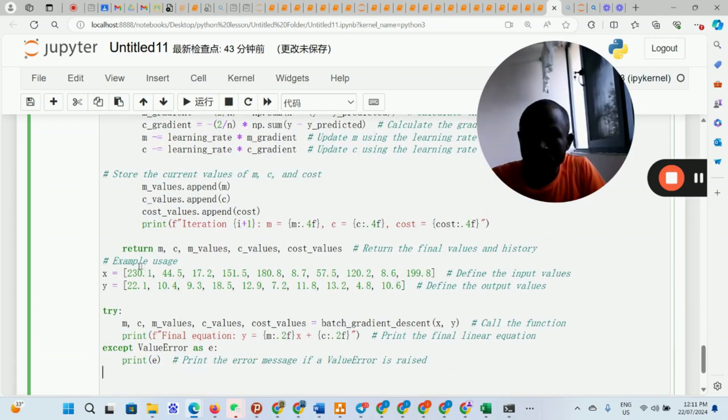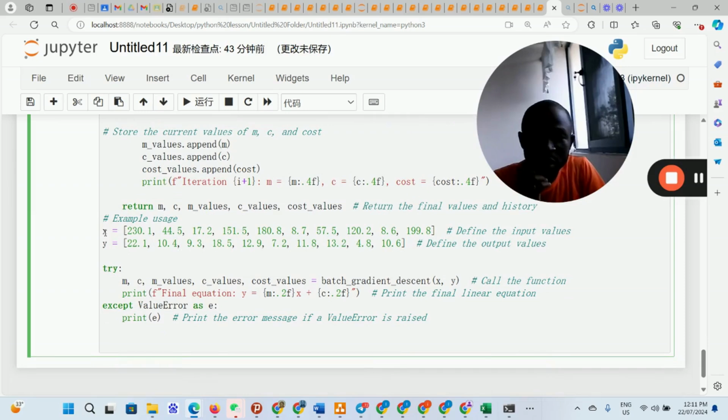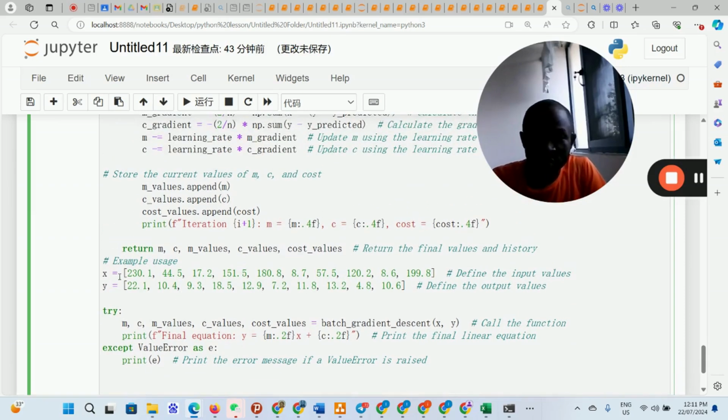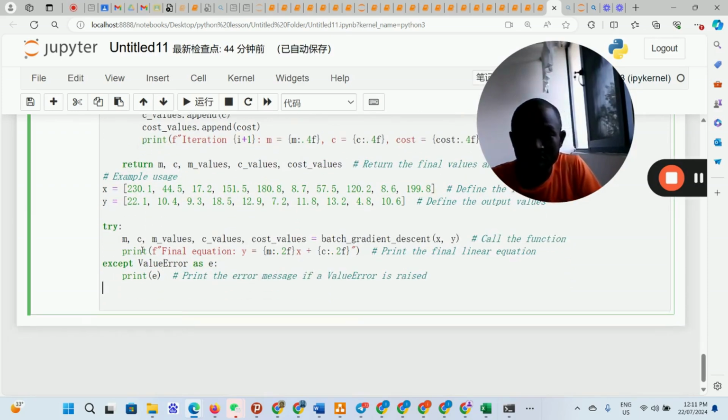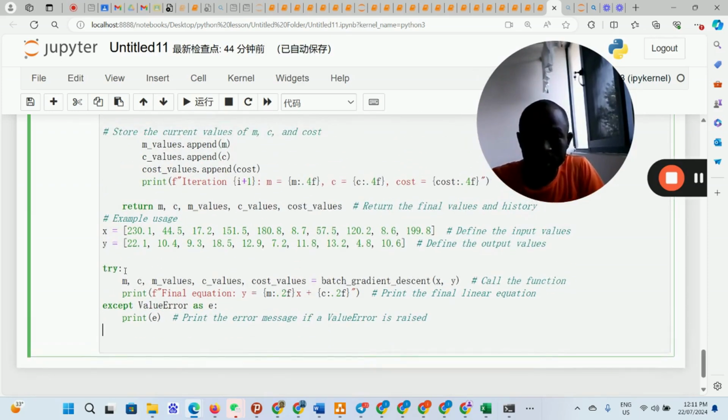After return, now example usage. We say okay, I've placed this formula for us to use. If our x is this, our data set, and y is this. This is the same data that we used for the sale price versus TV. Are we there? So if our x is this and our y is this, we should try m, c value, cost value, batch_gradient_descent of x, y.